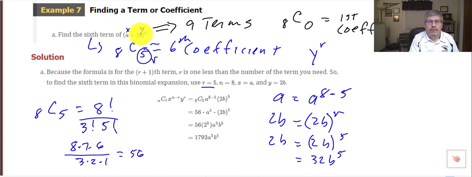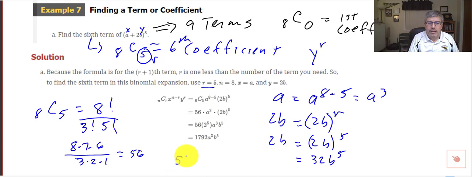And we want to find the sixth term. So using our formula, our coefficient is going to be n choose r, or 8 choose 5. So I've got that work over here. 8 factorial over 3 factorial times 5 factorial. Simplifying that, we get 56. A to the 8 minus 5 is simply a cubed. And then our 2b is our y raised to the r, 2b to the fifth. We get 32b to the fifth.